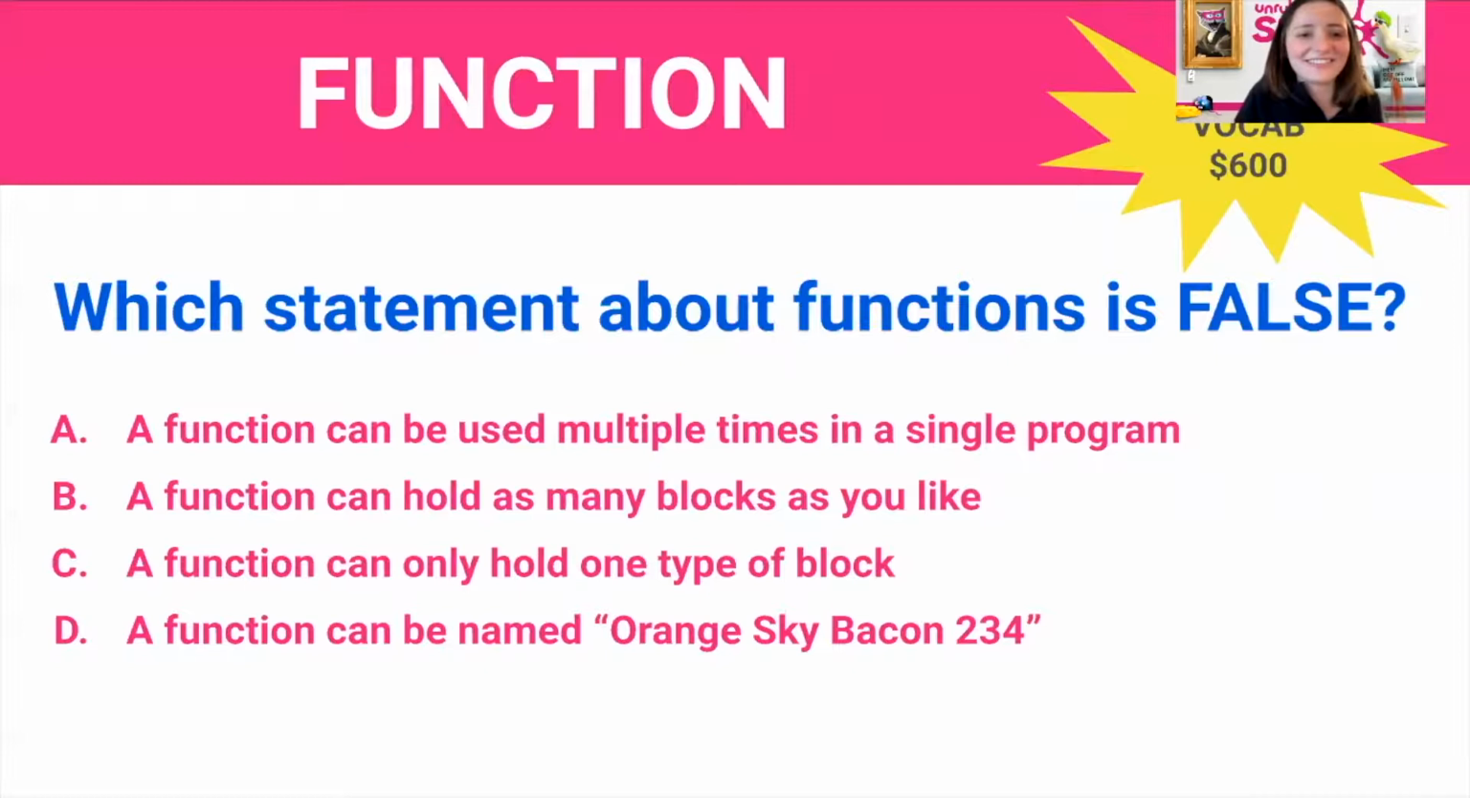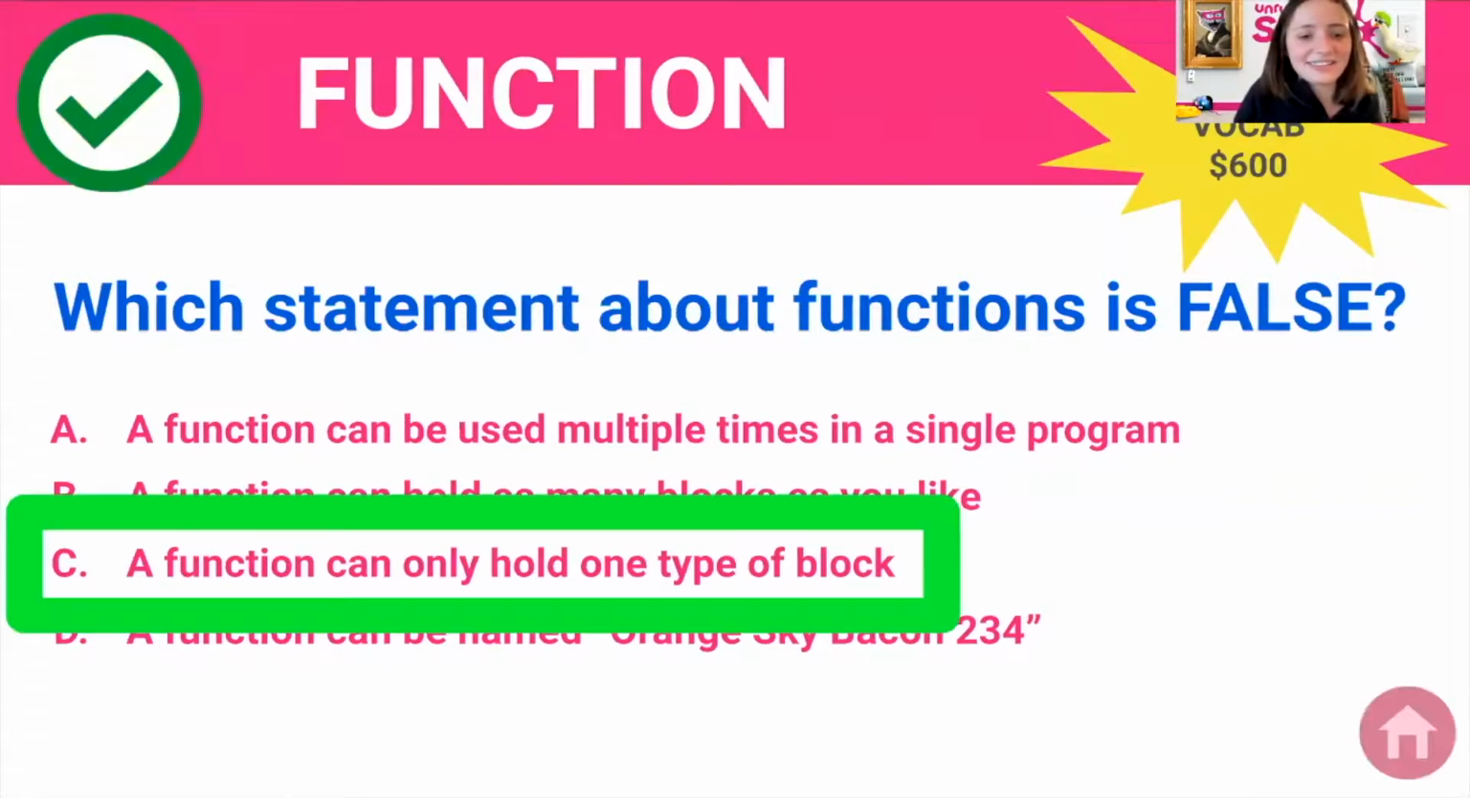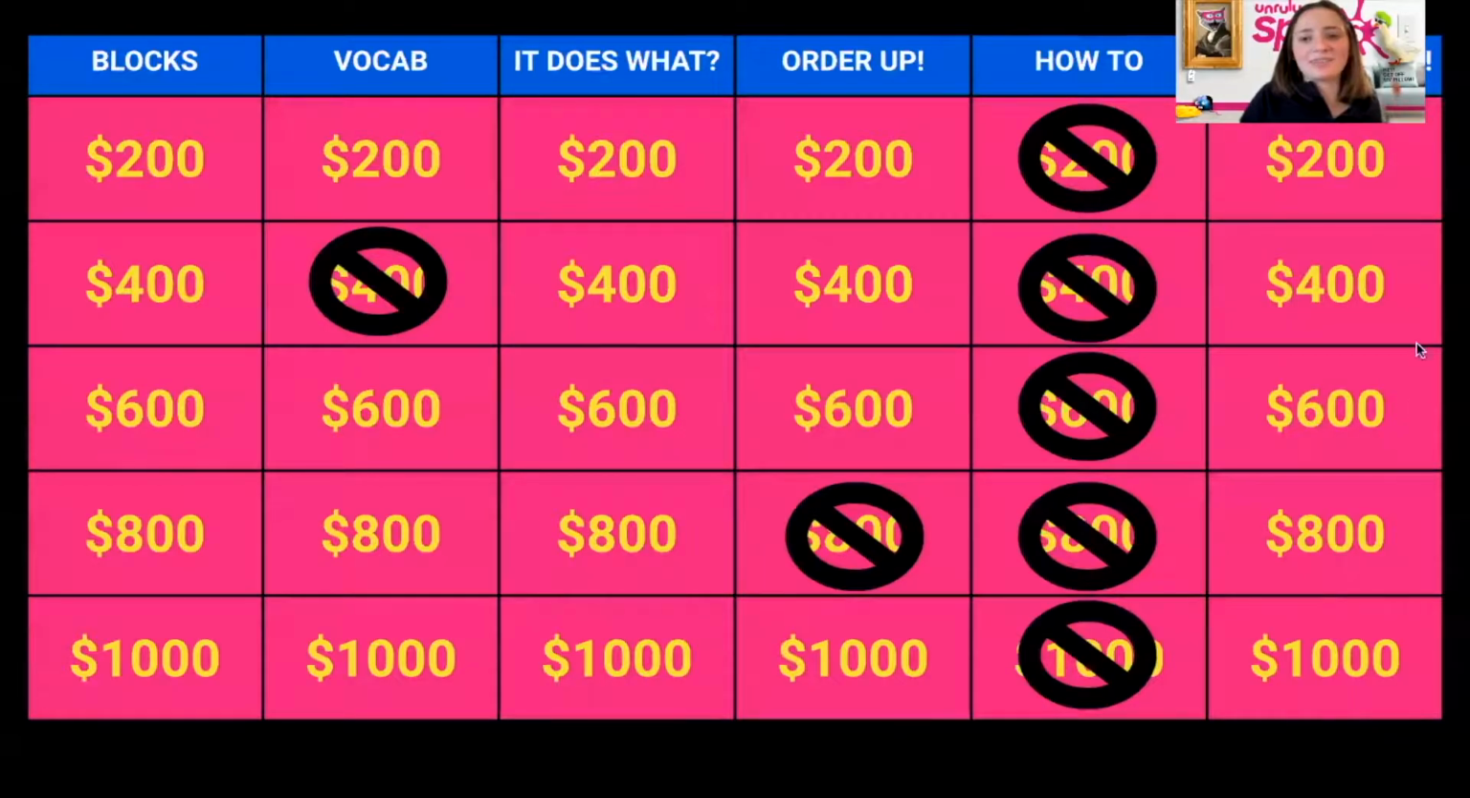Great, okay, so then you can just click right to the next slide and we'll have our answer. So the answer is C. Functions can hold multiple blocks at a time. So whoever guessed C, you get 600 splat bucks, way to go. Then we have this home button and it will take us right back to the scoreboard.